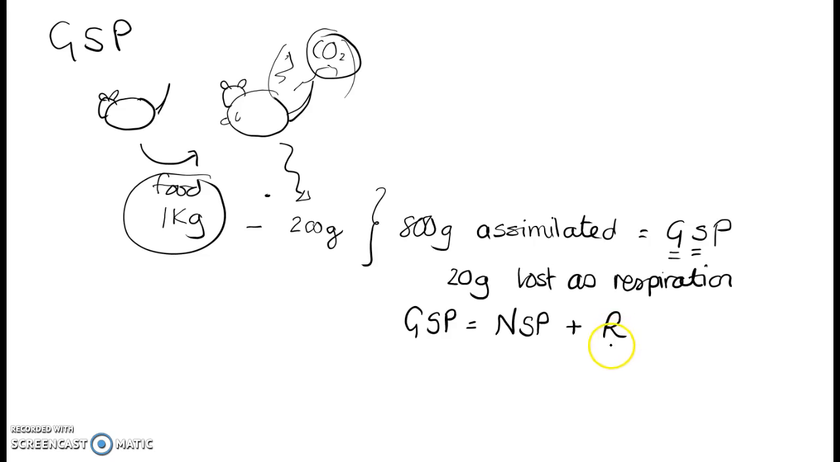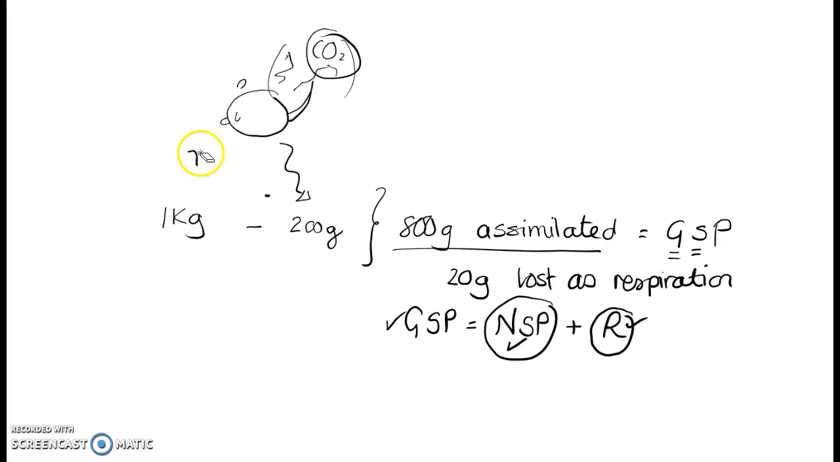So if we know what respiration is, and we know what GSP is, because we know how much food is assimilated, we can calculate NSP here, net secondary productivity. Likewise, in the exam, if they give us NSP, we can calculate R. So that's a fairly easy one because it is the one that we can actually measure the food, okay?